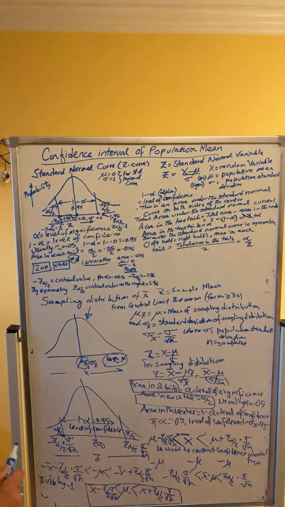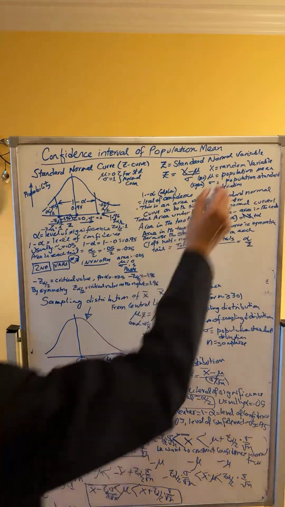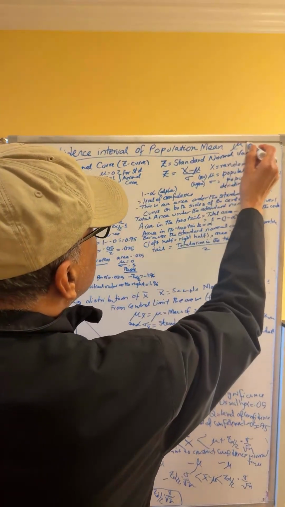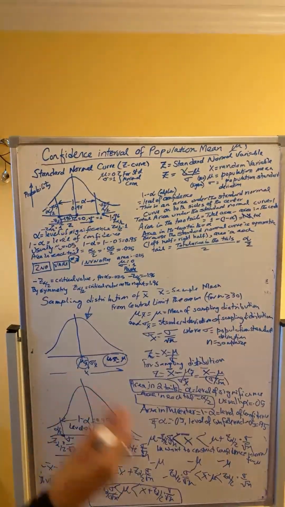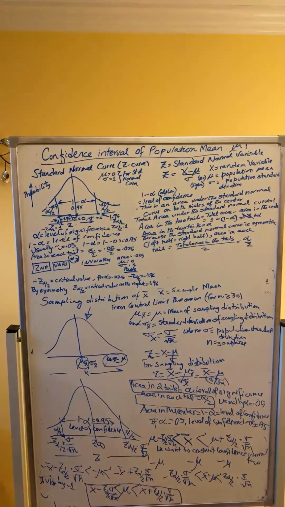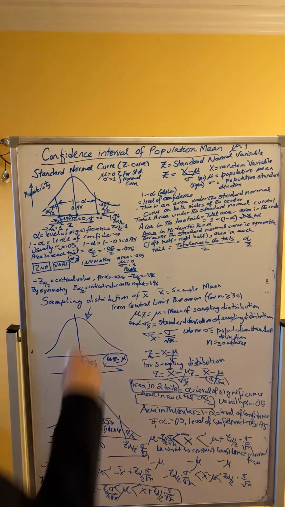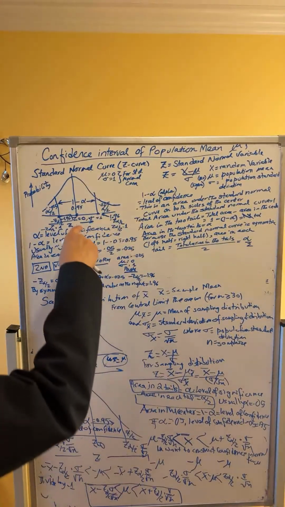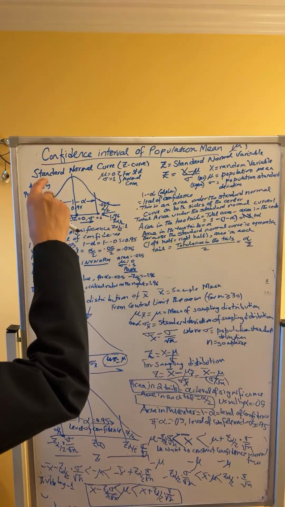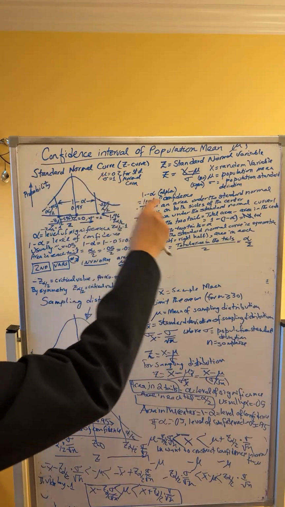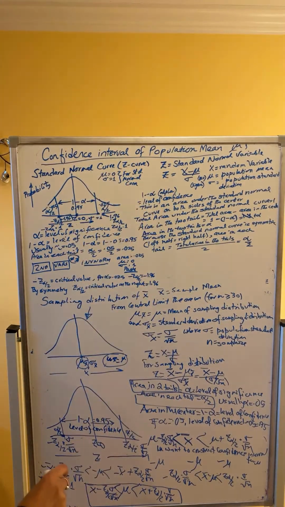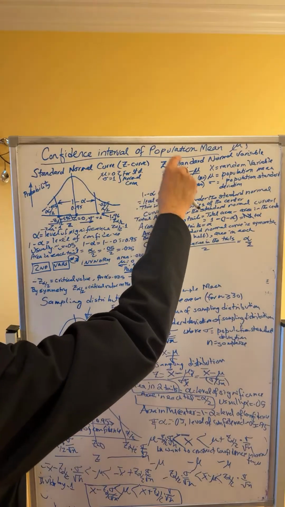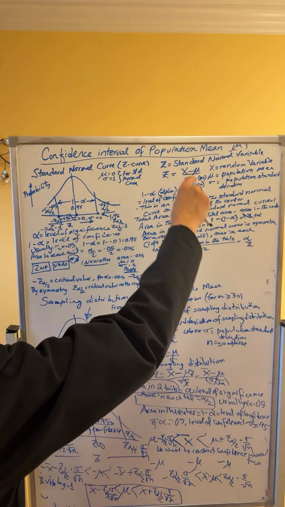So we are going to do confidence interval for population mean. Remember, that is mu. We really do not know the mean, but we can collect several samples and get sample means. So we start with the standard normal curve. Bell-shaped curve, center z is equal to 0, sigma is equal to 1. Z is the standard normal variable. Z is equal to x minus mu divided by sigma.